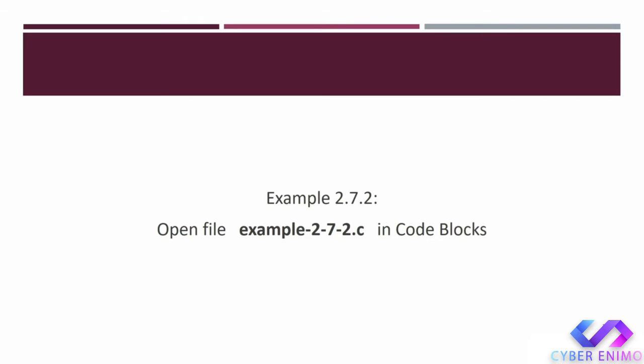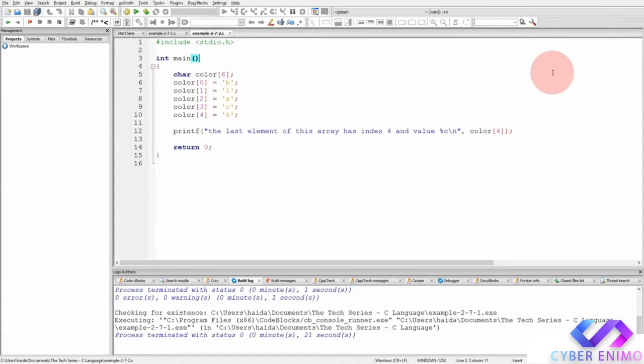So now let's open file example-2-7-2.c in CodeBlocks. Once you open the file, this is the code that you will see. On line 5, we declare the array color, and we give it a type char, and that's because it's going to hold characters. And we give it a size. Now we said we needed an array that can hold up to 5 characters.